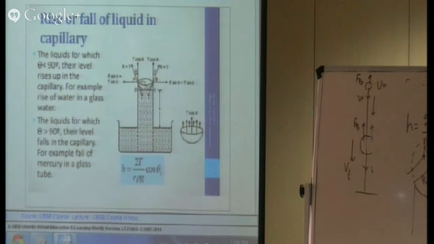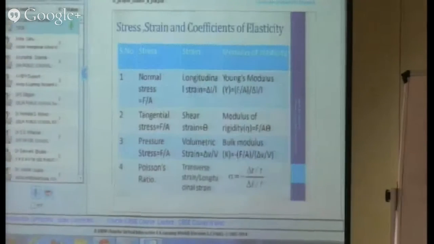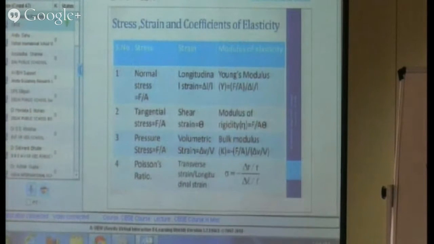Next one, sir. Coming to the elastic properties of the material, I'm quickly revising it. Already you have a session on it in detail, but let's have some important formulas before we attempt questions. So this is the stress and strain and the modulus of elasticity in the various situations we are given.